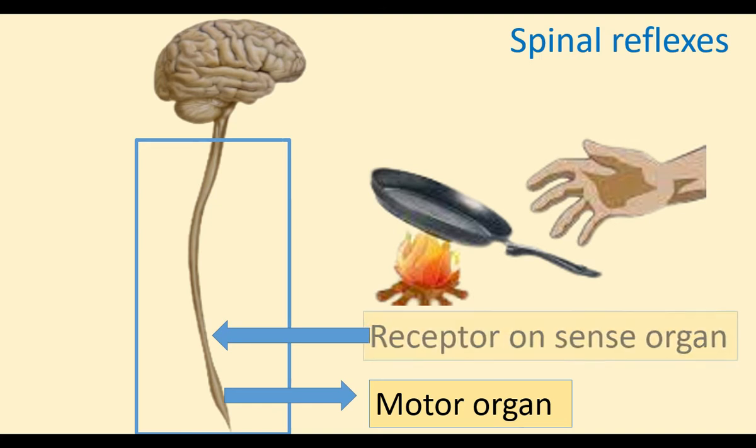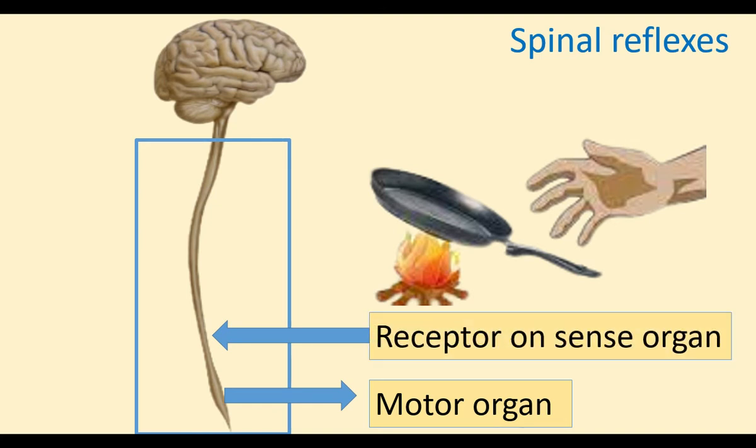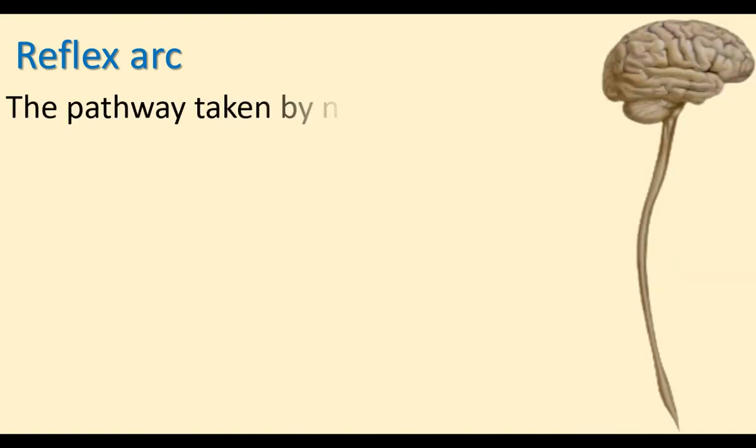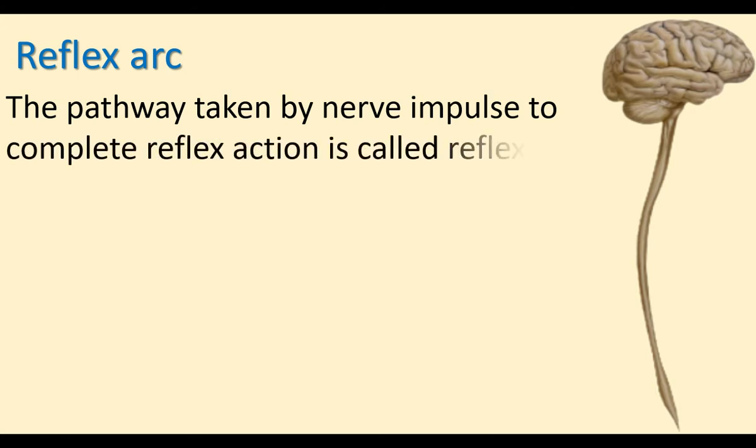In between the receptor organ or sense organ and the motor organ, there are intermediate structures. All the structures involved in the reflex action form a reflex arc. The pathway taken by the nerve impulse to complete a reflex action is called a reflex arc, or the structures involved in the reflex action are called a reflex arc.